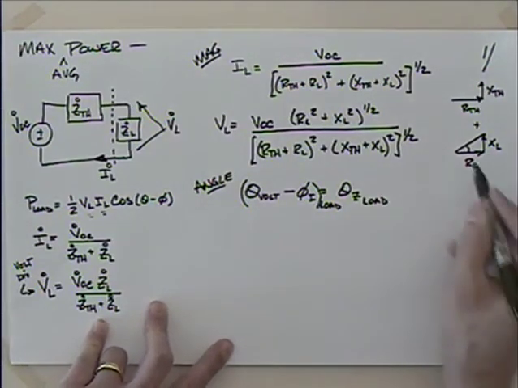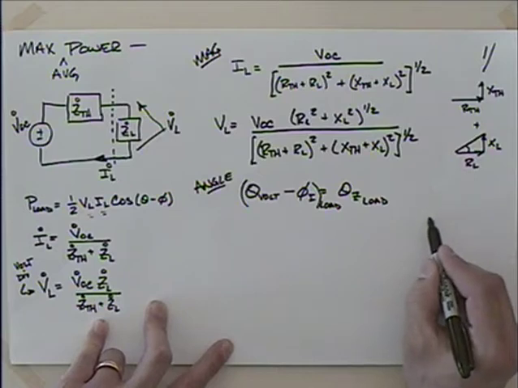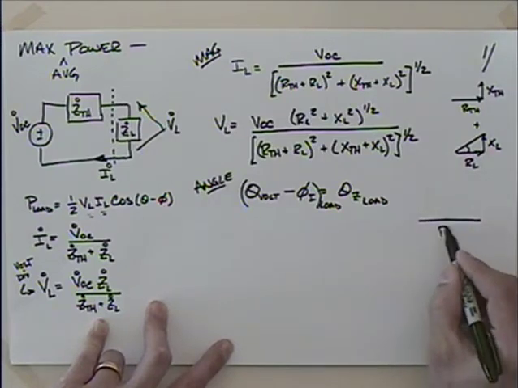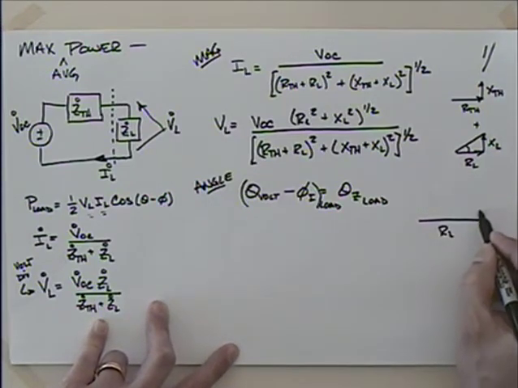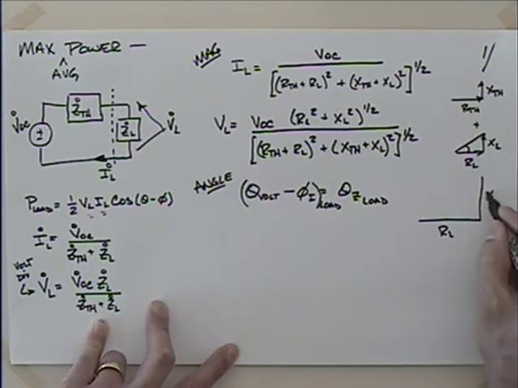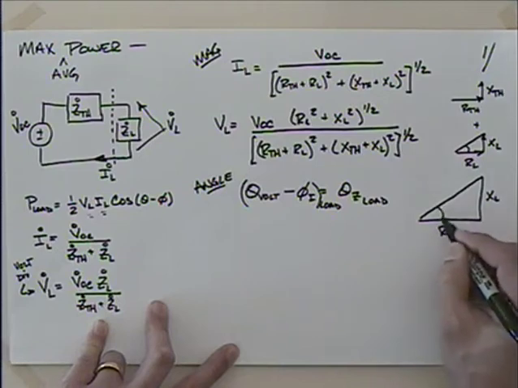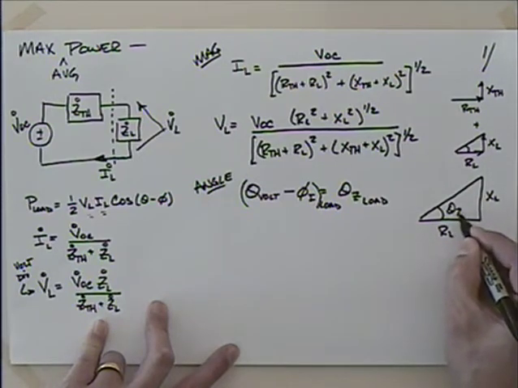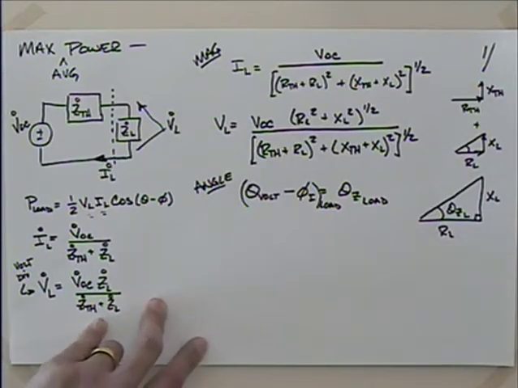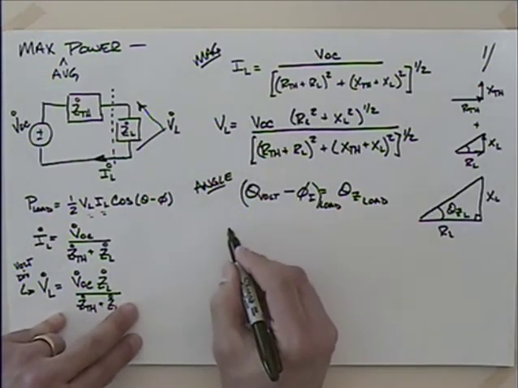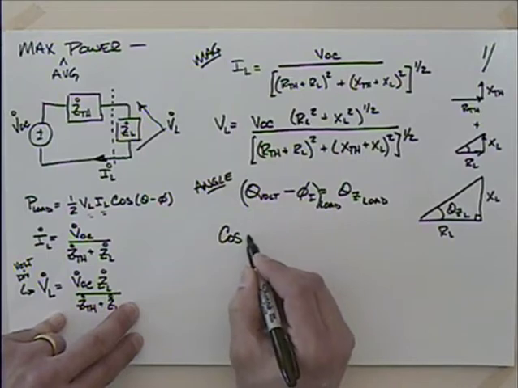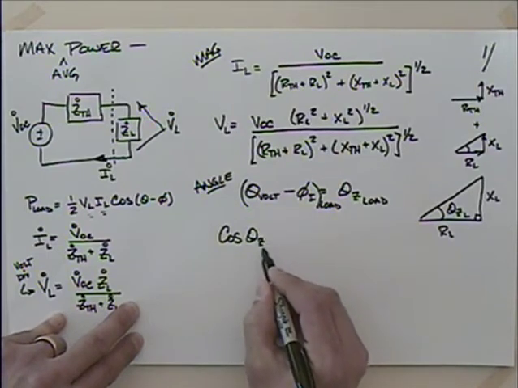Okay, so if I look at this triangle, maybe I'll make this triangle a little bit larger. There's RL, and it wouldn't necessarily need to be inductive, but let's say that it looks like it's inductive, just so I don't have to draw two triangles. There's my theta sub z for the load. This is a right angle. So let's talk about the cosine of theta sub z for the load.